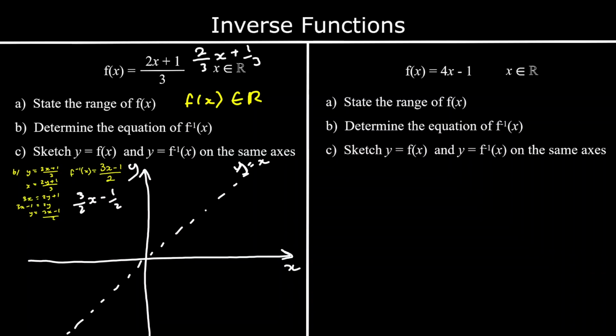So our original, 2/3 x plus 1/3, crosses at 1/3. It's got a gradient of 2/3, so quite a shallow gradient. Going to have a line like this. So y equals 2/3 x plus 1/3. And then the reflection in the line y equals x is going to look like this.